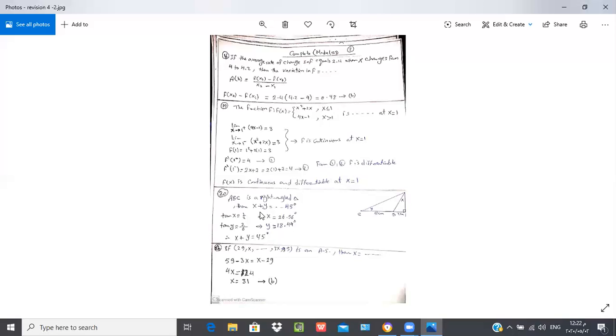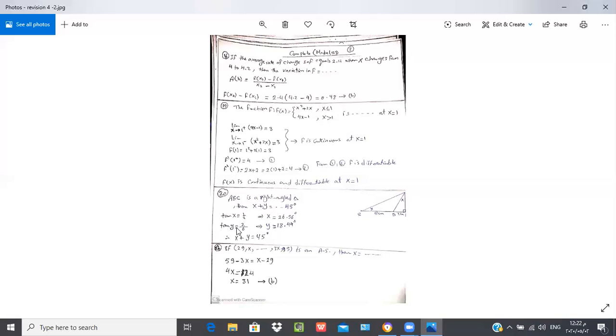Okay? Here, he gives you a triangle and he asks you to find x plus y. It's very easy. He gives you this side is 1 and this side is 2. So I will use tan. Tan equals opposite divided by adjacent. So tan x equals 1 over 2. So x equals approximately this part.